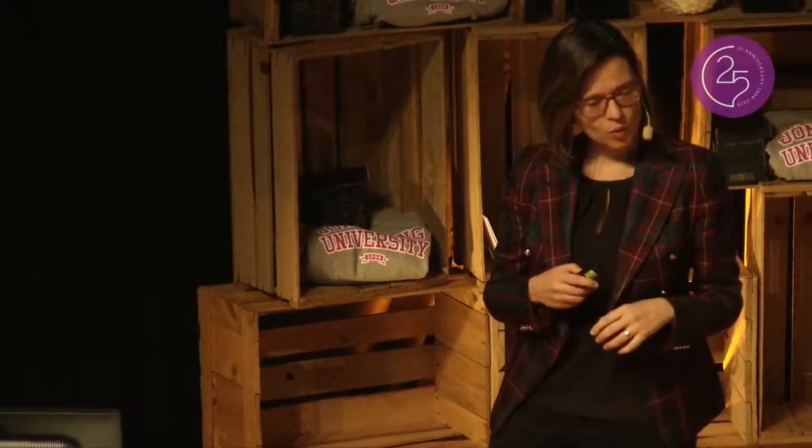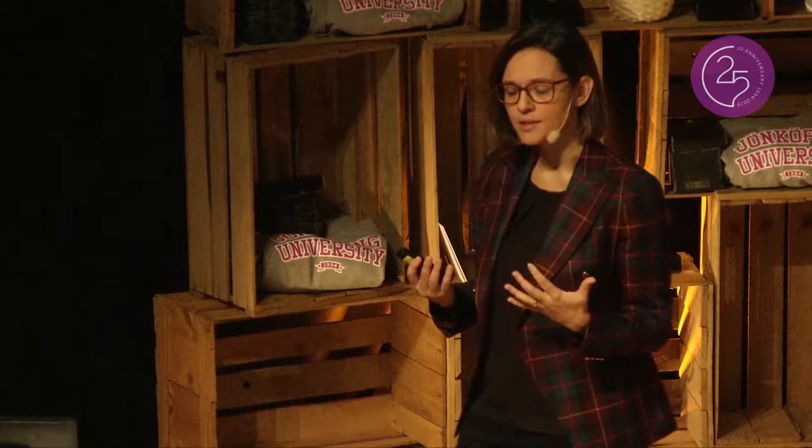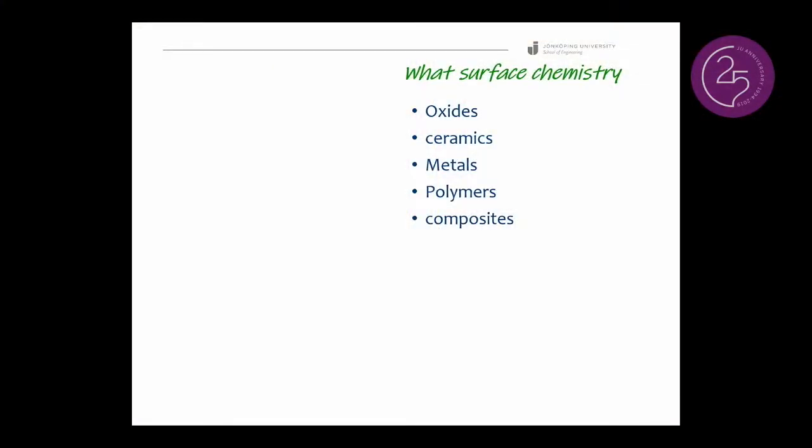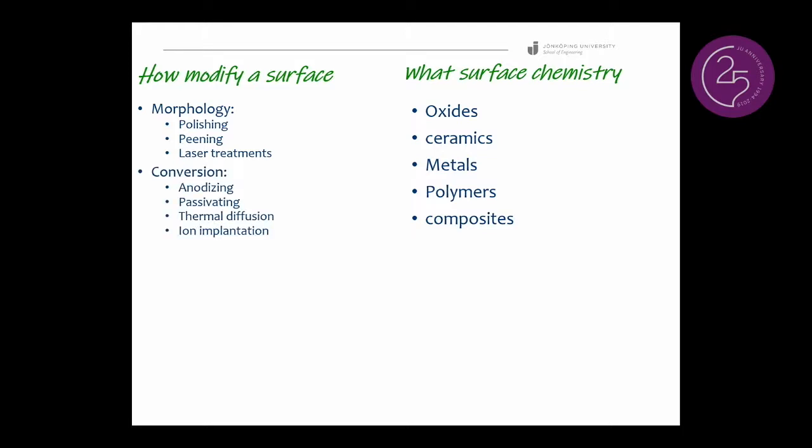And what can we do? What can we have on the surface? We can have any type of chemistry. The most common is to have oxide and ceramics. We can have different metals, polymers, or even composites. And we can add this material and modify it if we consider that we want to modify the morphology. We can do polishing to smooth it. We can do peening or laser treatment. If you want to convert the chemistry, make use of the material that you have, but transform it slightly, we can do anodizing, like in the case of titanium before, passivating, we can do thermal diffusion or ion implantation.